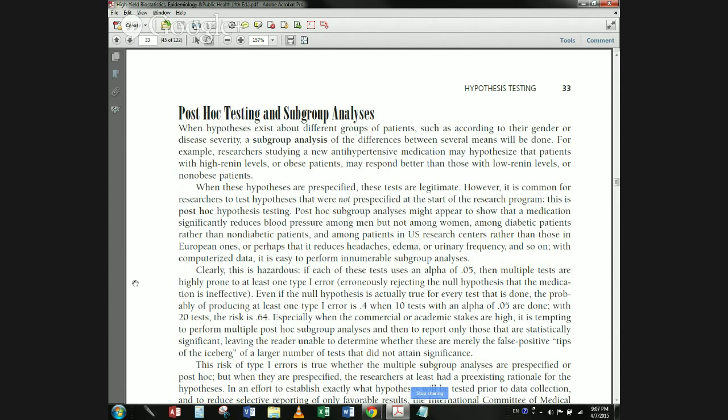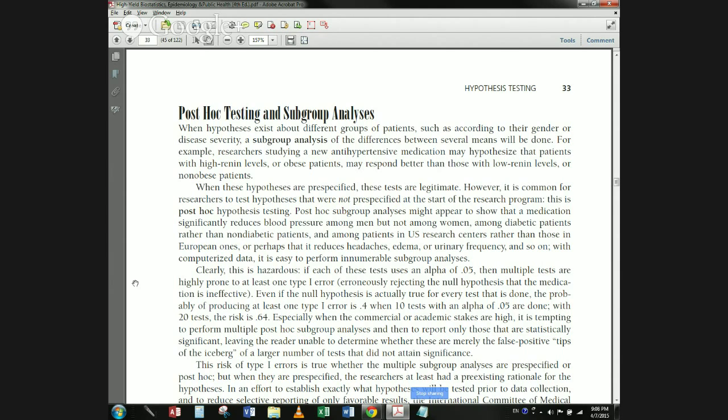Clearly, this is hazardous. If each of these tests uses an alpha of 0.05, then multiple tests are highly prone to at least one type 1 error, erroneously rejecting the null hypothesis that the medication is ineffective. Even if the null hypothesis is actually true for every test that is done, the probability of producing at least one type 1 error is 0.4 when 10 tests with an alpha of 0.05 are done. With 20 tests, the risk is 0.64.